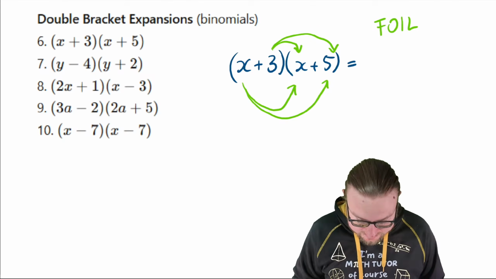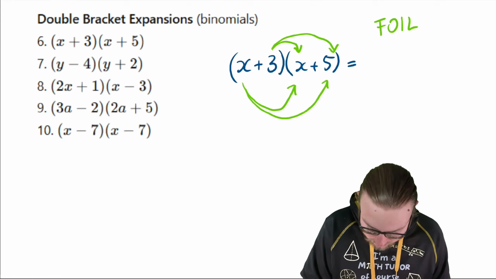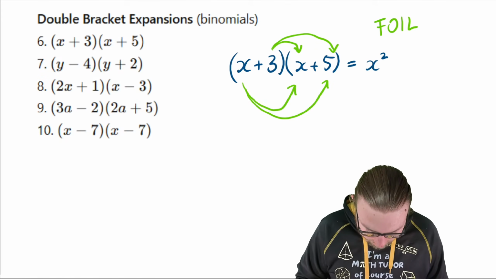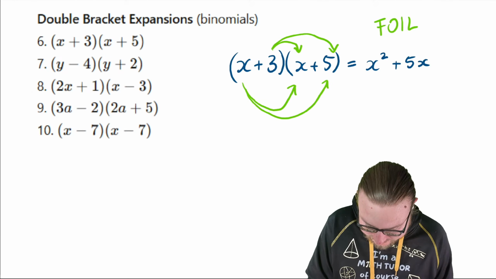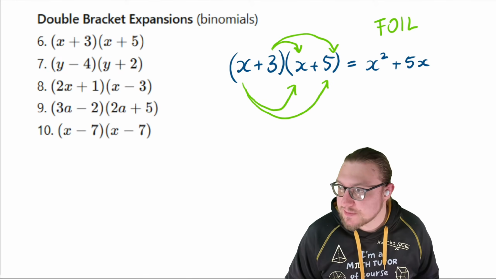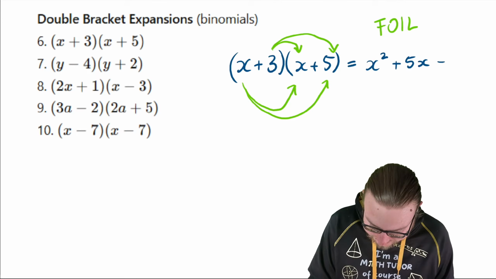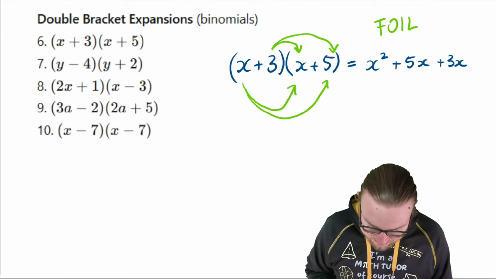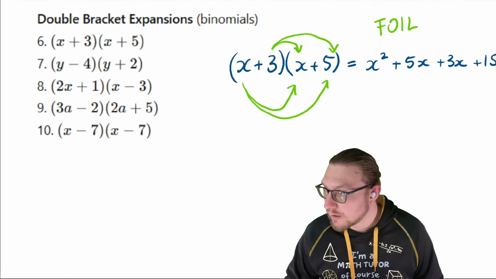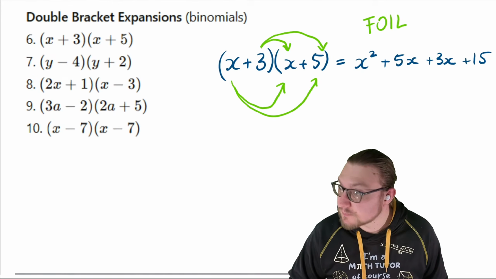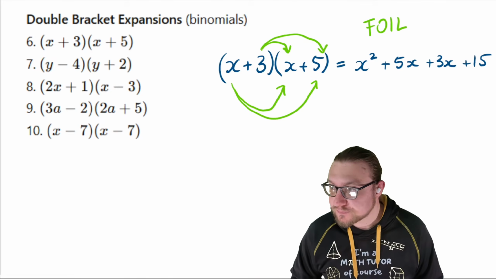If we're connecting these, x times x, well, this is x squared. Then we have x times 5, that is positive 5x. 3 times x is positive 3x. And then we have 3 times 5, which is 15. There we go. Make sure that's on the screen.